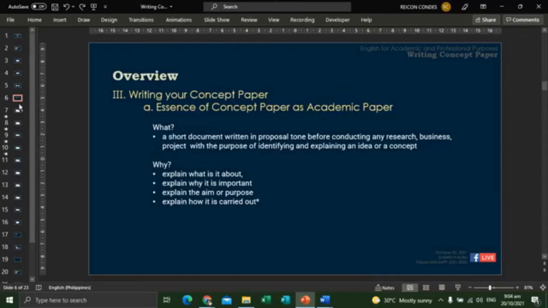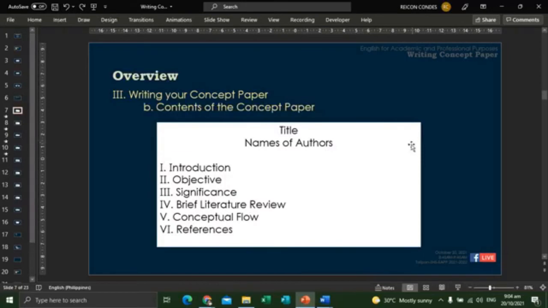Now, the next segment, I want everyone to pay your full attention kasi ito na yung pinakang heart of this discussion. Okay, the contents of the research paper or research concept paper are as follows. First, we have the title. We have the names of authors. We have 6 parts: the introduction, the objective, the significance, the brief literature review, the conceptual flow, and the references.